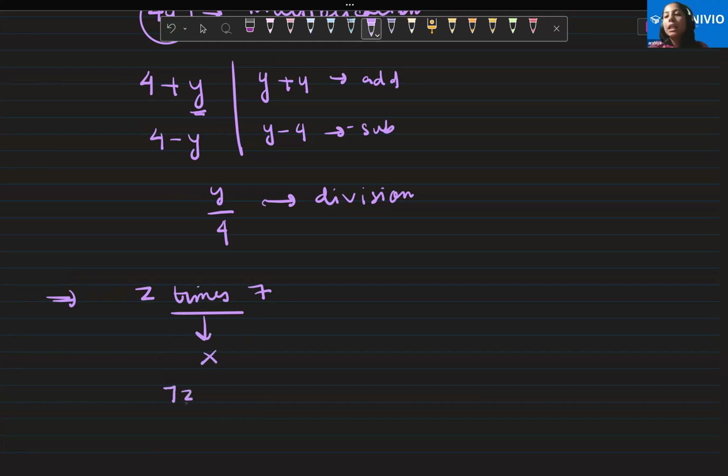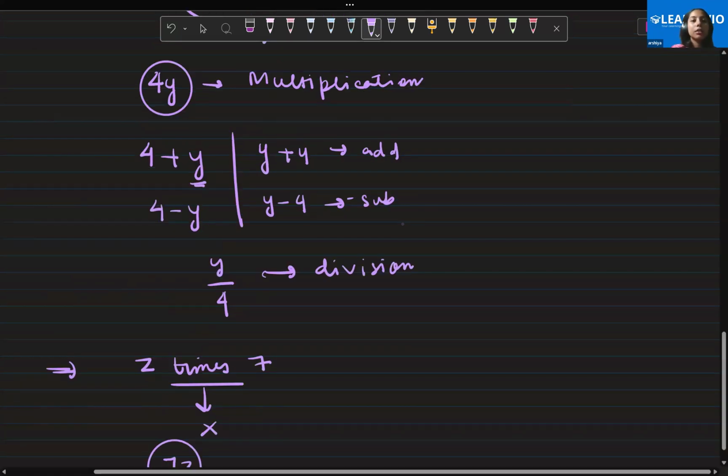So what they're going to do in the question is they'll give you the statement in words like this: z times 7, z divided by 7. You will have to write it in this form. So z times 7 can be written like this. So far, is it clear?